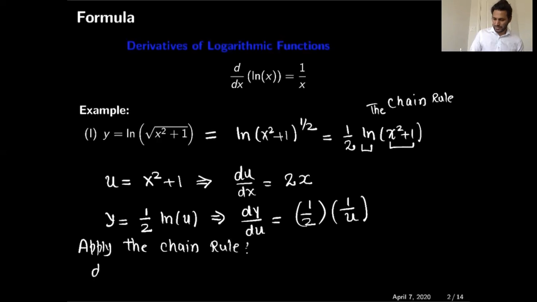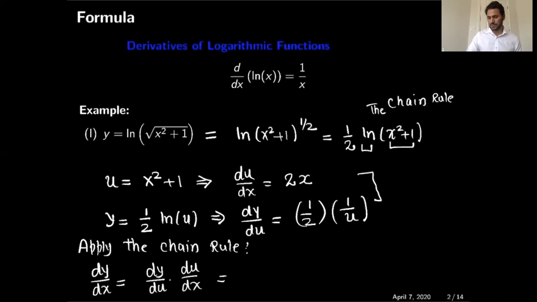So the chain rule says the derivative of the function with respect to x is the derivative of the function with respect to u times the derivative of u with respect to x. It's the product of two derivatives which we have just calculated here. So we multiply this: 1 half times 1 over u, multiplied by 2x. If I simplify this expression, 1 half and 2 will cancel to 1. So it's going to be x divided by u.